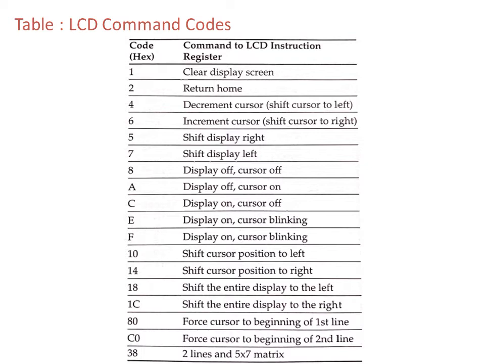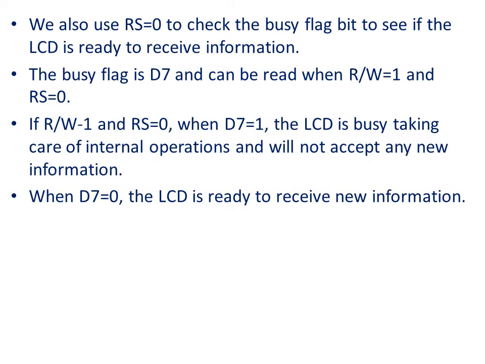So what we understand from this is we need to send these hex codes as LCD command codes to do different operations on the LCD screen. We also use RS equal to 0 to check the busy flag bit to see if the LCD is ready to receive information. The busy flag is D7 and can be read when R/W, that is read/write, is equal to 1 and RS is equal to 0.